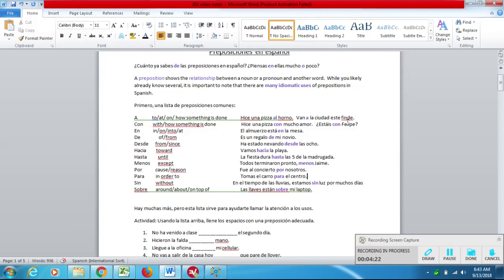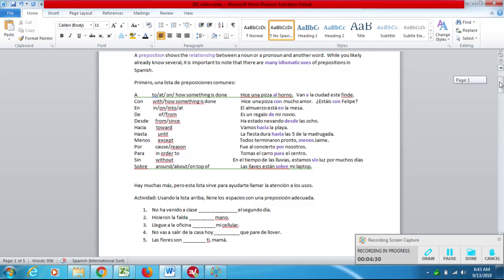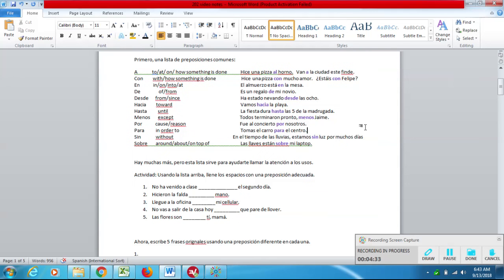Well, there are many more prepositions in Spanish. Hopefully this list has been a good start to call your attention to how these prepositions are used and to some of their more idiomatic uses.